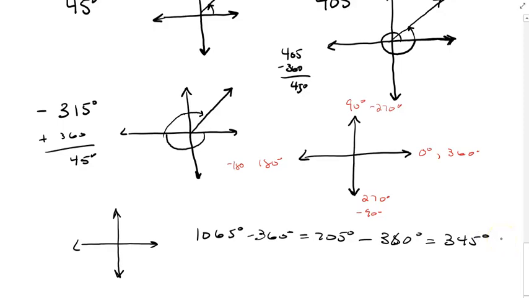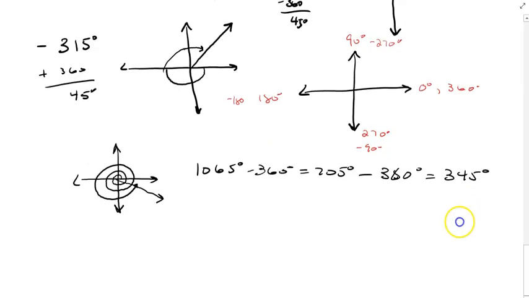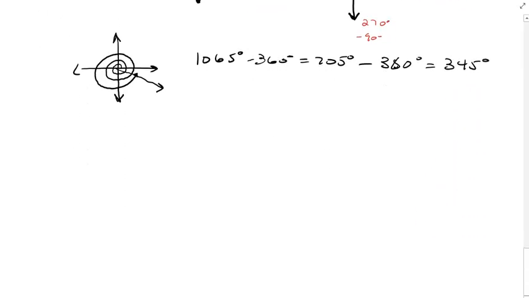Oh, okay. How many times did I rotate around? Well, I rotated twice before I got to 345. So that means 1, 2, and 345 is going to bring us all the way, pretty close to that, but not quite. Okay? So there is our 1065 degree angle.